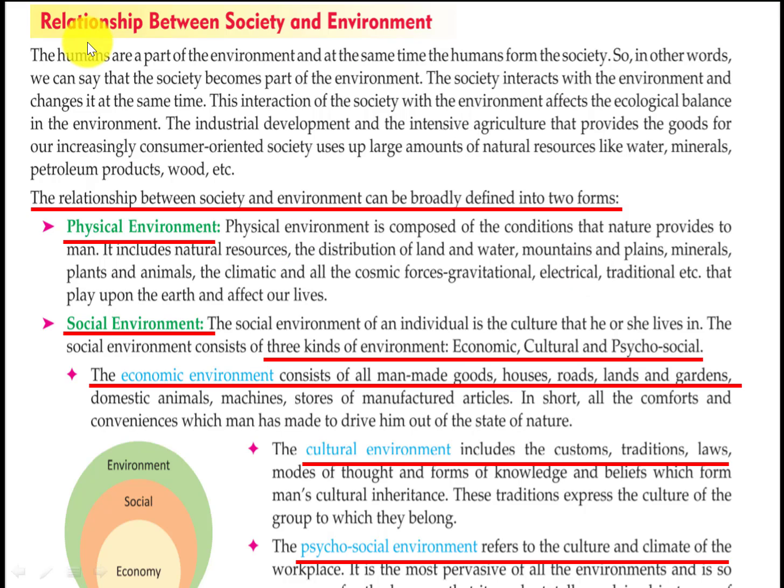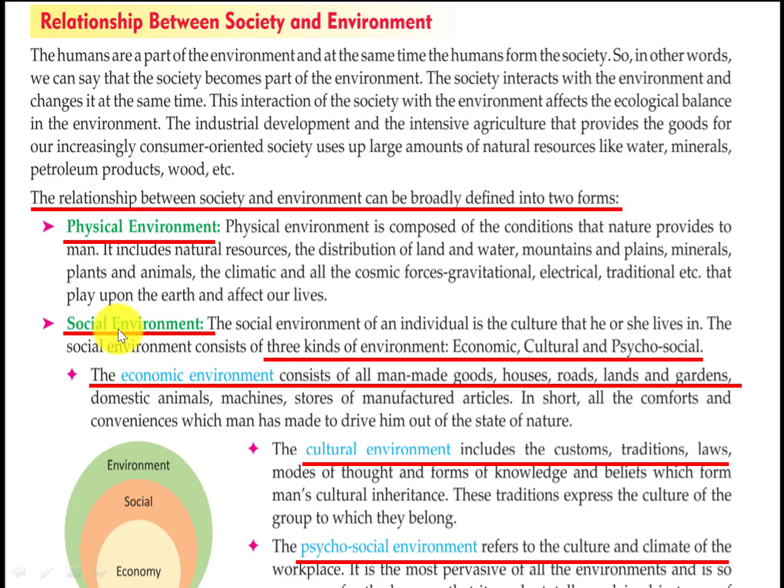What is the relationship between society and the environment? The relationship between society and the environment can be defined in two forms. First is the physical environment. What do you mean by physical environment? That which nature provides to man. It includes natural resources, the distribution of land and water, mountains and plains, minerals, plants and animals, the climate, etc. These are all the physical environment.